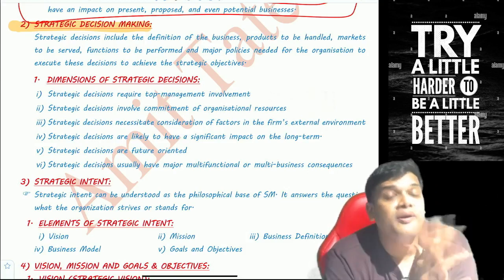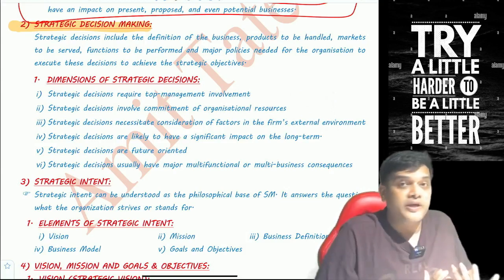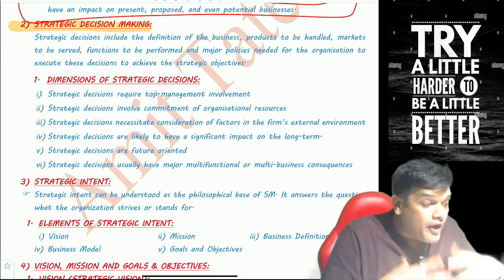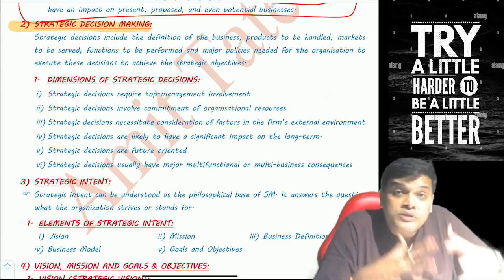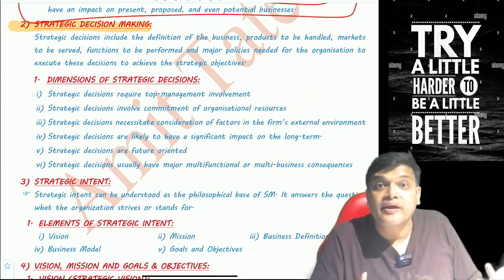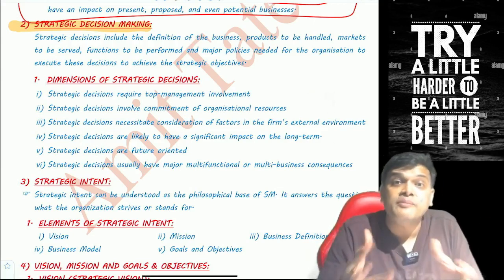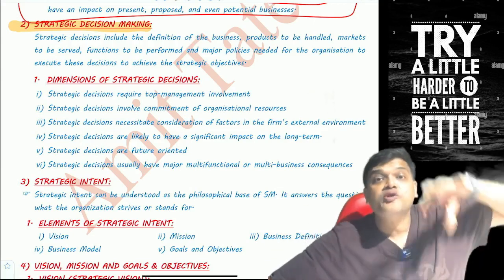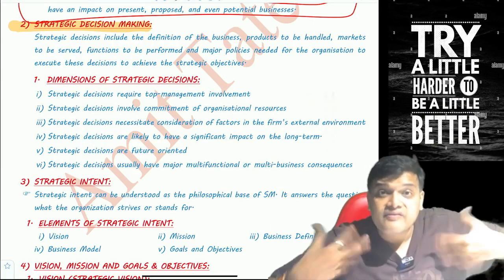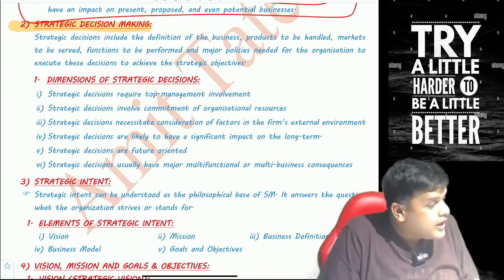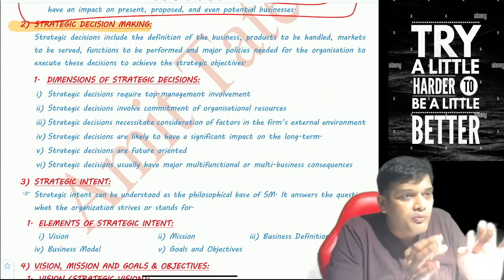But if options are not available... So what business I should be in? Decision making. What product I should sell? Decision making. Which market I should stay in? Decision making. Which function I should have? Function means I should do production in-house or I should outsource the production. Okay, strategic decision making. So strategic decision making means, out of the permutation combination, which option needs to be selected?